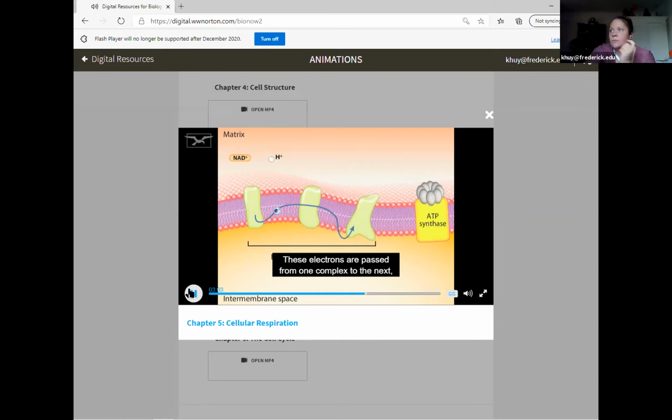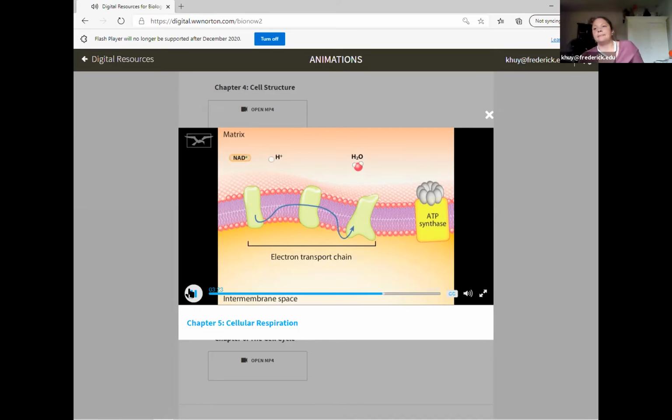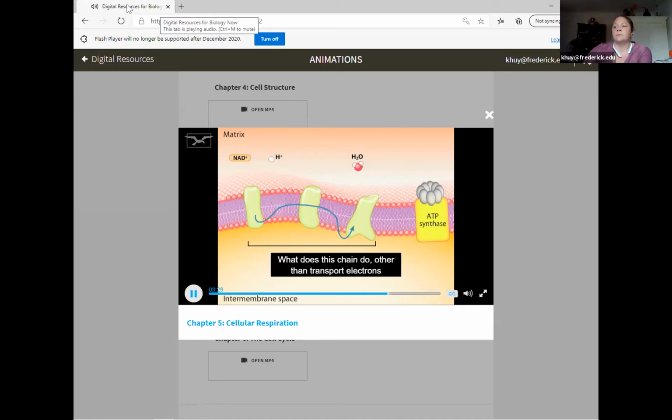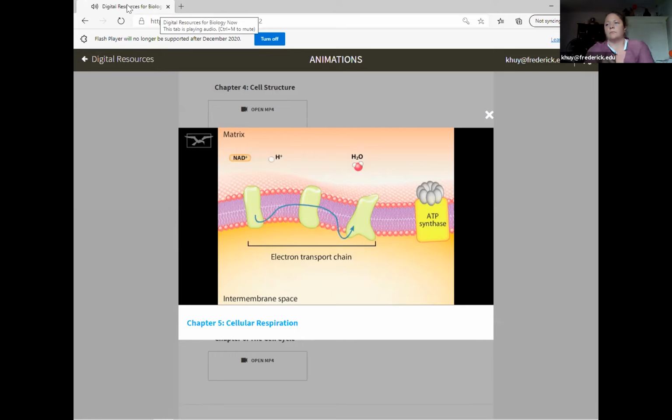These electrons are passed from one complex to the next until they get to the end, where oxygen molecules grab the electrons, combine with hydrogen ions, and form water. Oxygen is required in cellular respiration as a final acceptor of electrons, and water is a byproduct. Note that NAD+ is released into the matrix after donating electrons to the electron transport chain. It is now ready to accept additional electrons from glucose. What does this chain do other than transport electrons to oxygen?